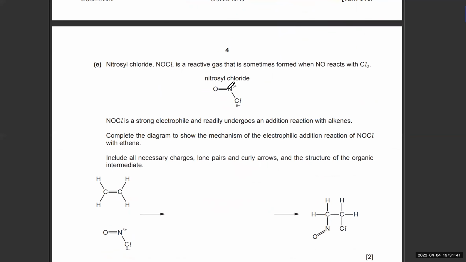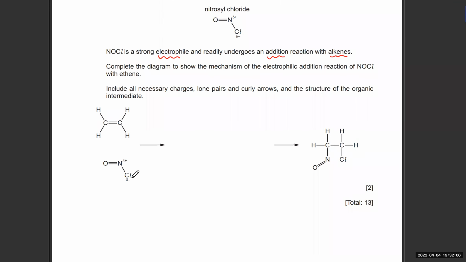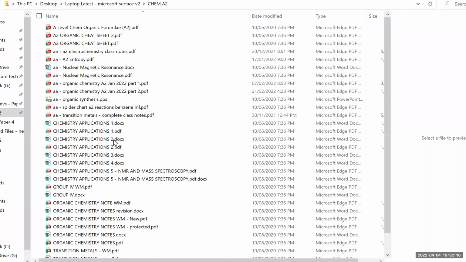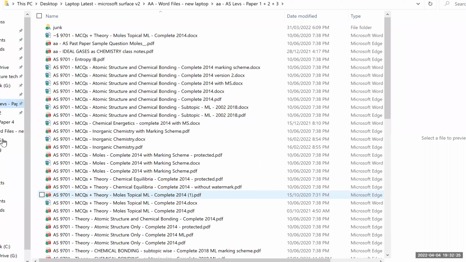Okay, here's another one. They're saying that NOCl is a reactive gas that is sometimes formed when NO reacts with Cl2. So there's this gas. NOCl is a strong electrophile and readily undergoes an addition reaction with alkenes. So it's an electrophilic addition reaction for alkenes. Complete the diagram to show the mechanism. Now, you did not do any reaction using this. You've not studied any reactions, but you have studied electrophilic addition. So the only thing you're going to do over here is compare it with the reactions of alkenes.